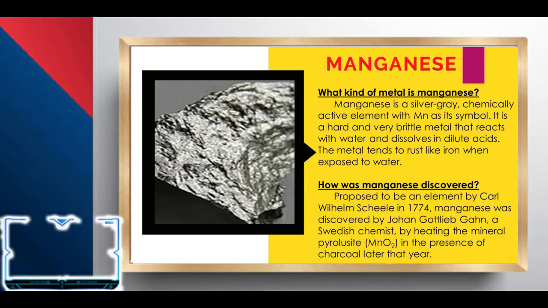How was manganese discovered? Proposed to be an element by Carl Wilhelm Scheele in 1774, manganese was discovered by Johann Gottlieb Gahn, a Swedish chemist, by heating the mineral pyrolusite in the presence of charcoal later that year. The name manganese came from one of two routes, either from the Latin magnes, meaning magnet, or from the black magnesium oxide, magnesia nigra.